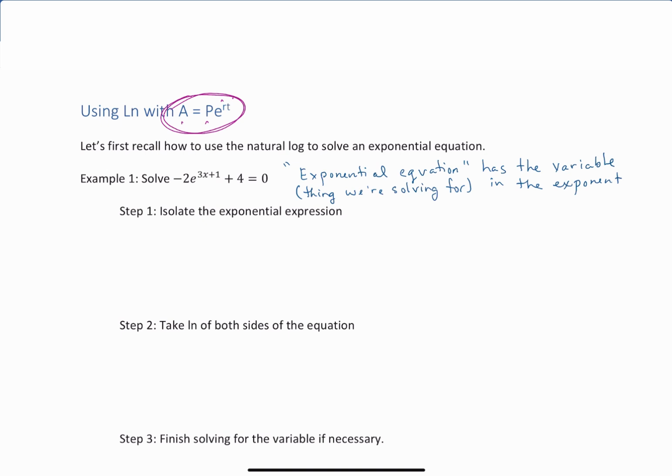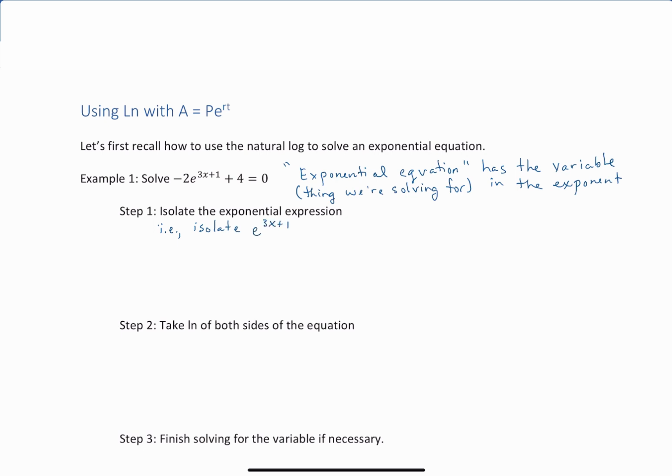And part of our task, and I'll talk about this as we go on, is always going to be to determine which of those letters we're solving for. But here in example 1, it's clear there's only one letter, the x, that's the thing we're solving for. So just to review the steps, the first thing we need to do is isolate the exponential expression. The exponential expression is the exponent together with its base. So in this particular example, that means we need to isolate the e to the 3x plus 1.